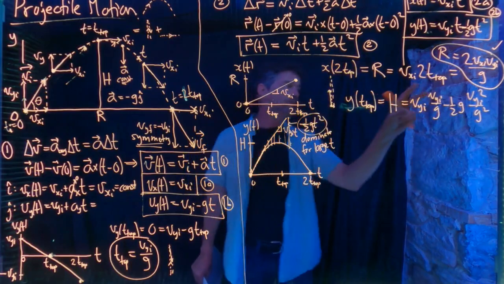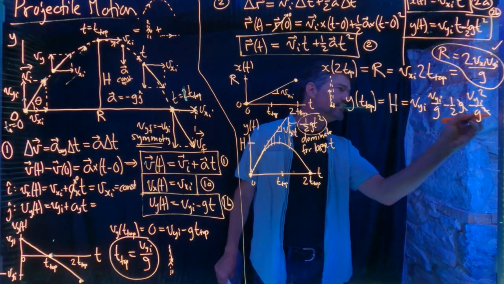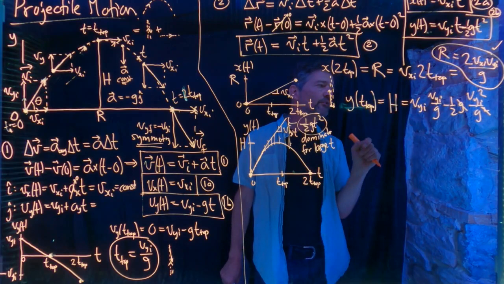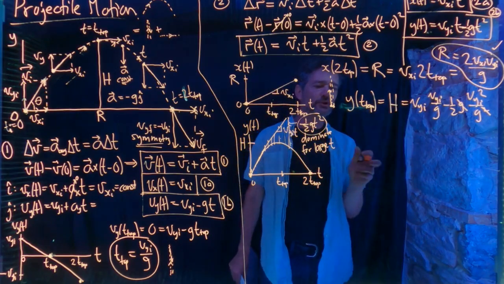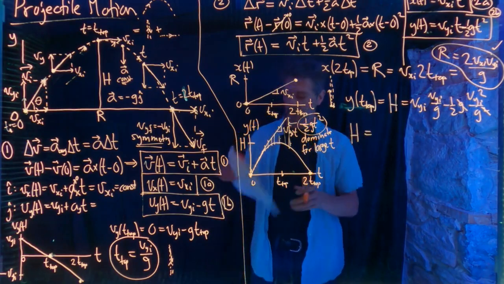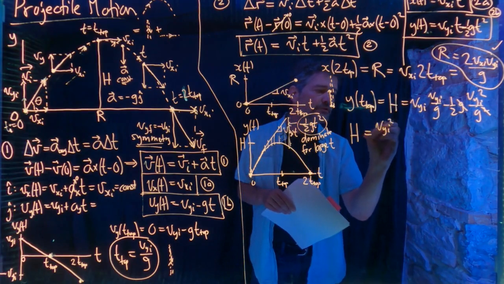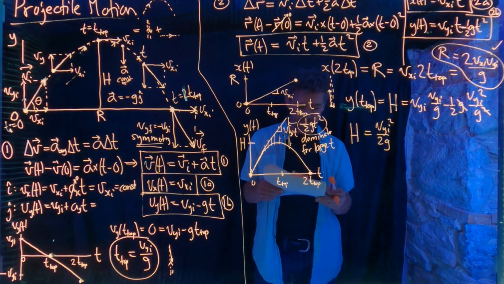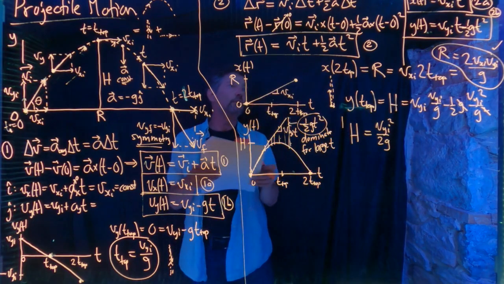And you'll notice that these two terms are the same term. Okay, one of these g's cancels. This is a v squared over g. This is a v squared over g. 1 times v squared over g minus 1/2 times v squared over g is 1/2 times v squared over g. So it tells us that the height, the maximum height that the projectile reaches in general, is Vy initial squared divided by 2g.